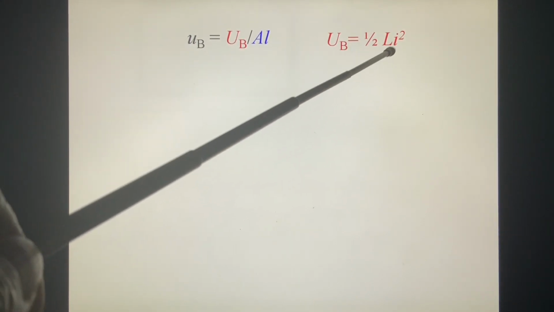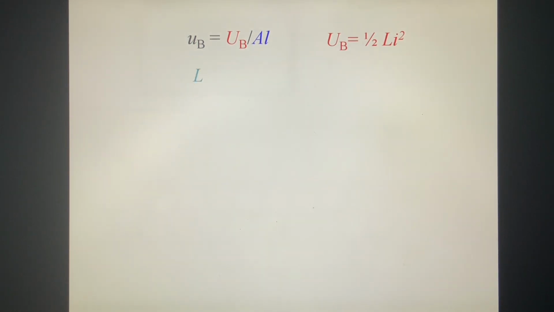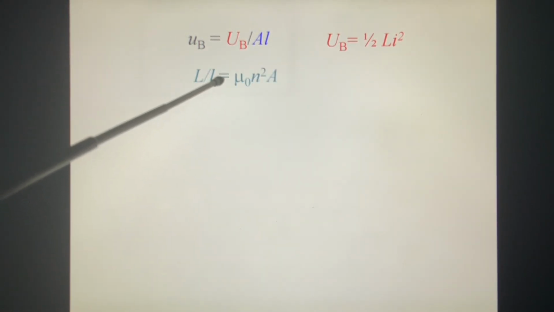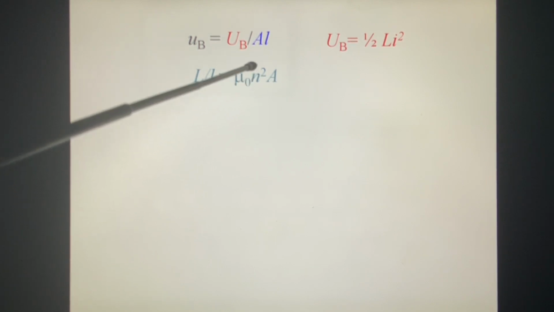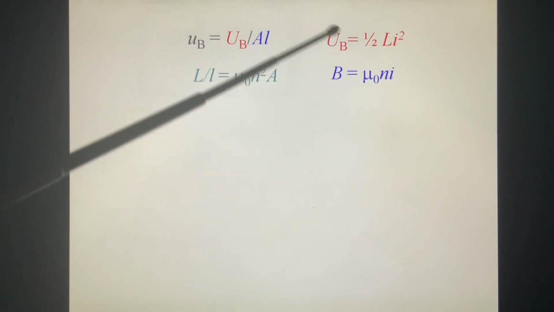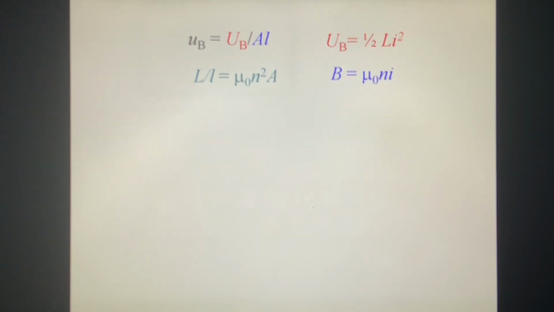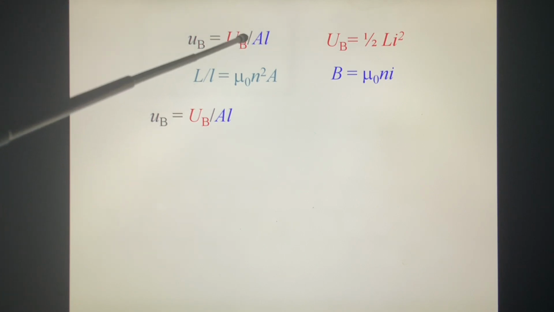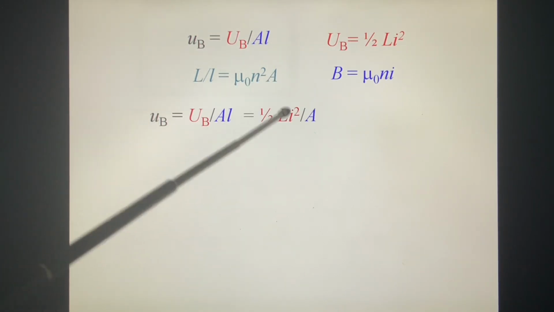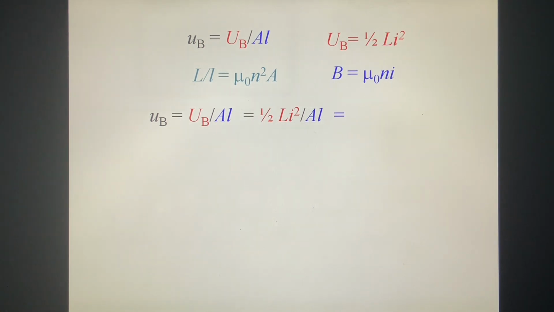U_B equals half L I squared over A l. We have proved before that L over l is mu 0 n squared A, and B in the center of the solenoid is mu 0 n I, where n is the number of turns per unit length, per meter. Now we put this inside, half L I squared, and that's it. And we find out L over l.